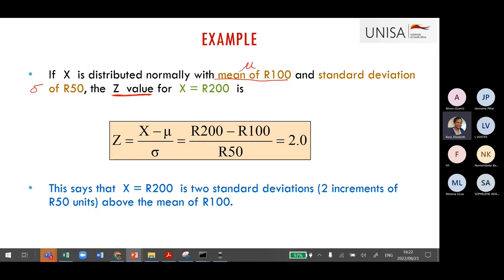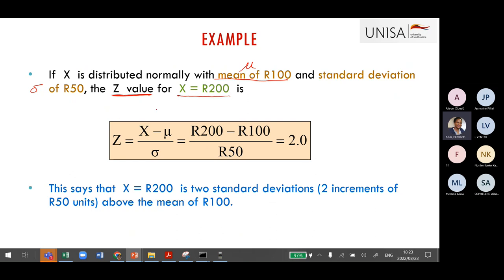Since I've identified all the facts, but not all, in the question, the Z value for X, they gave me my raw score X. So I don't even have to identify it because they already made it easy for us by giving us the X value as a letter X.